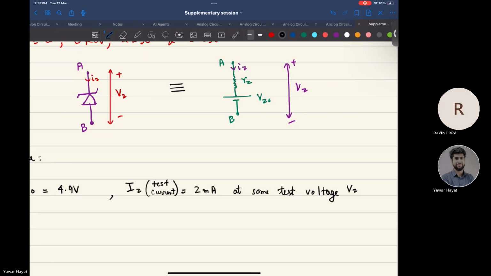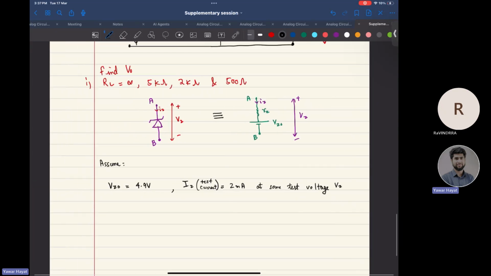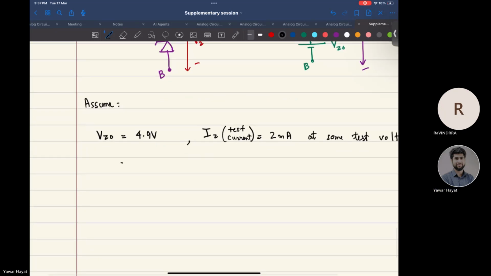Okay. The test current is 2 milliamps at some test voltage VZ, then IZK. How much is IZK, the knee current? Let's take the value of the knee current as 500 micro.